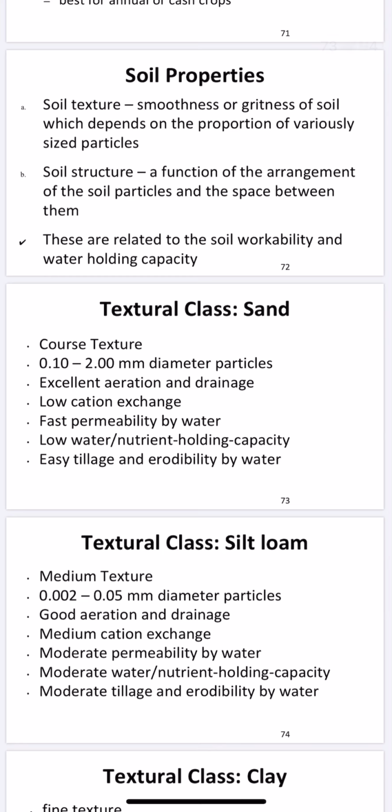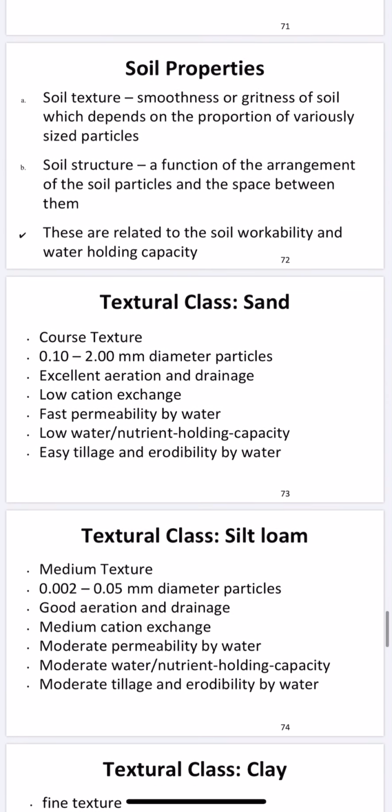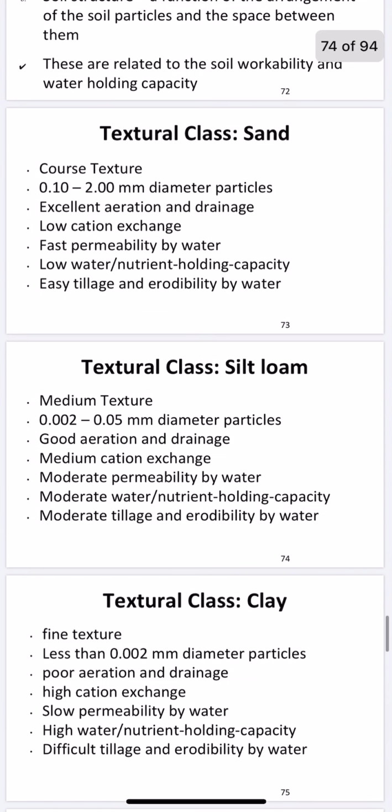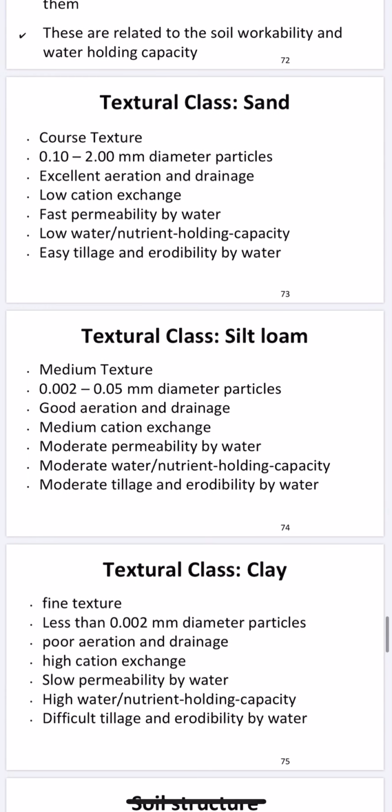So soil properties is another factor. We have properties like texture and structure. So when we say soil texture, this is the smoothness or grittiness of soil, which depends on the proportion of variously sized particles. Soil structure refers to the arrangement of the soil particles and the space between them. These are related to the soil workability and water holding capacity. So soils are actually classified based on texture, like sand, silt, loam, clay, etc.